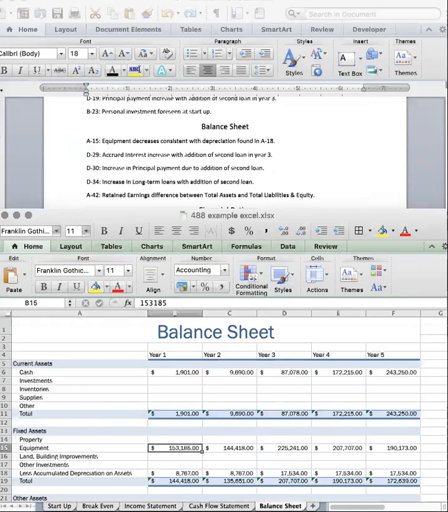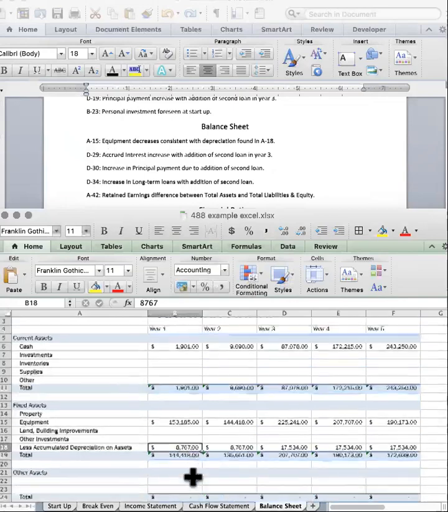He's also taken his depreciation schedule, and for each year, taken out his depreciation expense. So for year one, the equipment was worth $153,185, and the depreciation expense was $8,767. So this minus this gives you the year two equipment asset of $144,418. And this trend continues.